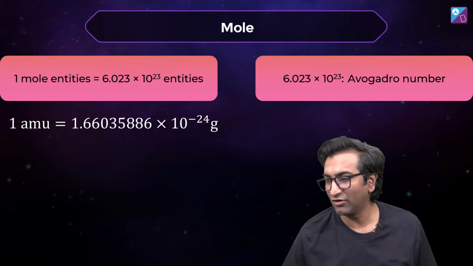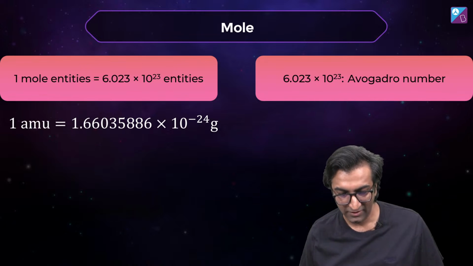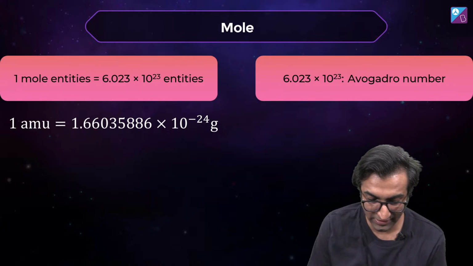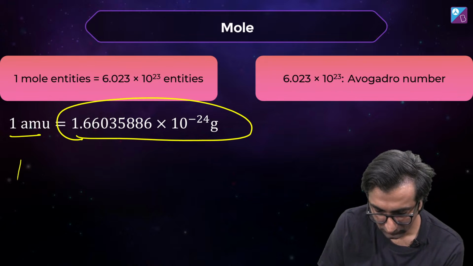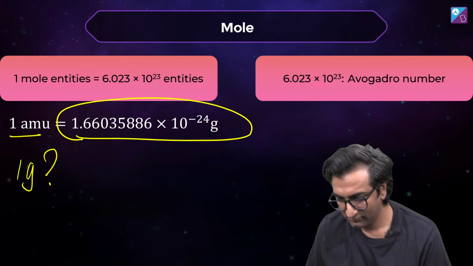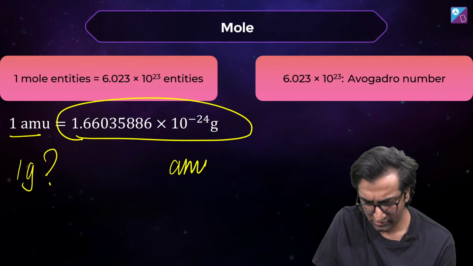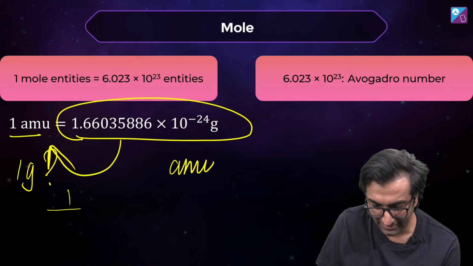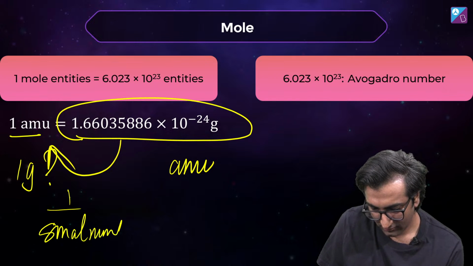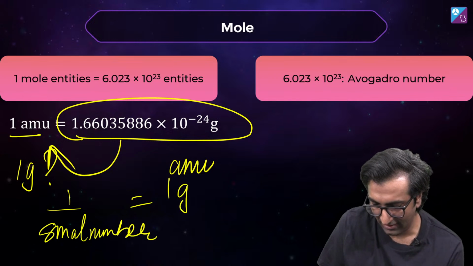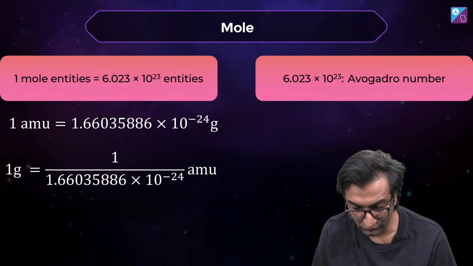पढ़ने आए हो एवोगैड्रो के बारे में तो पढ़ा देंगे आपको, ठीक है। Now look at this, if 1 AMU is these many grams, what is 1 gram? How many AMU? Take it to the other side. 1 by whatever this number is, 1 by a small number, will be equal to 1 gram. Check this out.